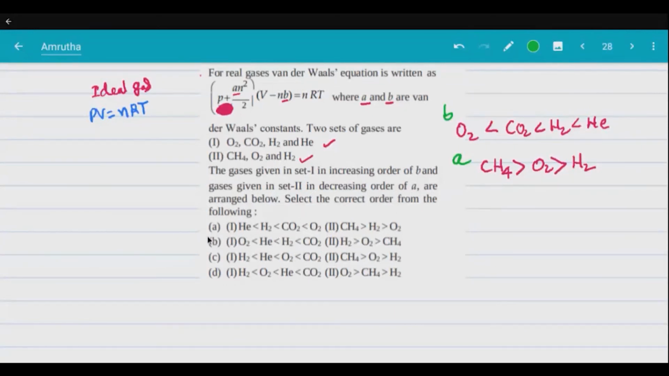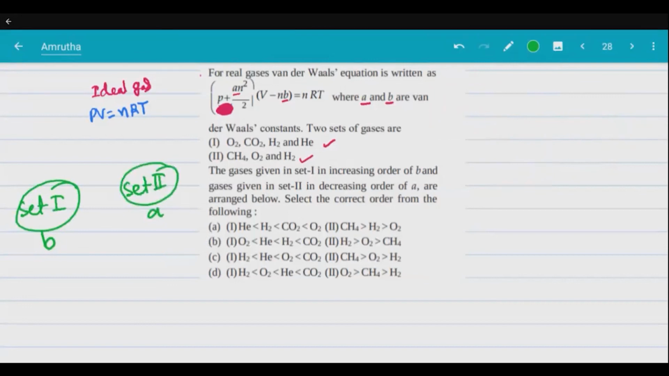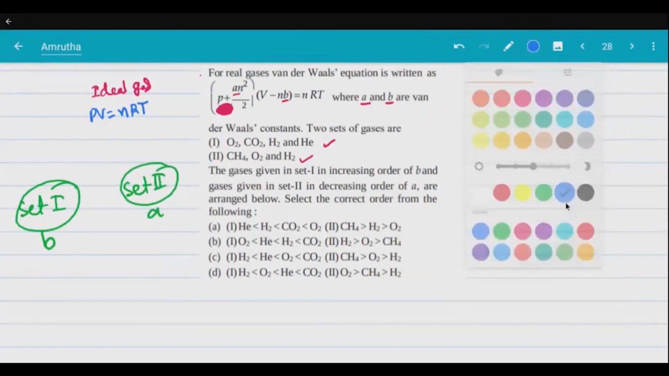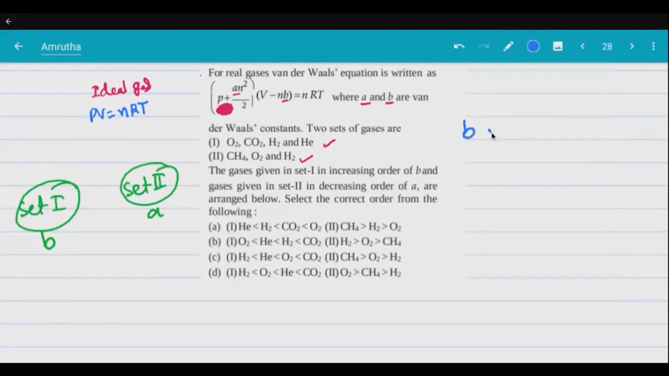Set 1, we should arrange in increasing order of b, and set 2 we should arrange by a value. So what we have to do for that? What is b? We'll be discussing the significance of b. If b is more, the size of the molecule is more, as simple as that. As the b value increases, size increases.